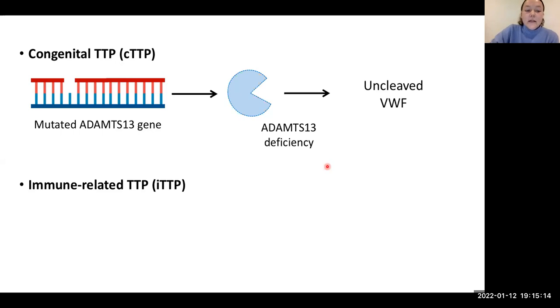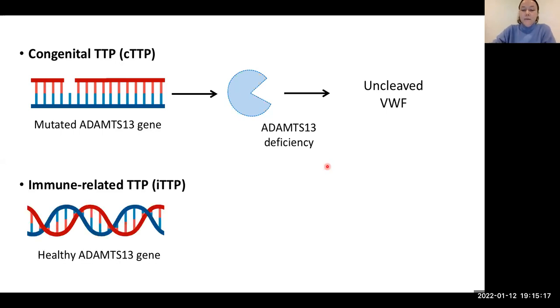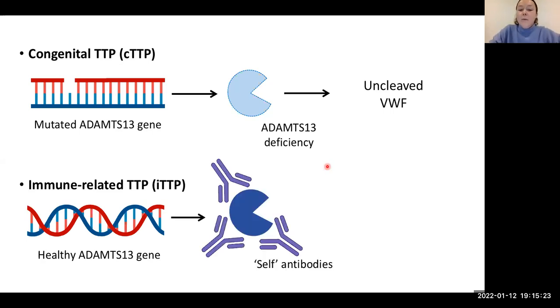Again, if we look at immune-related TTP, in many cases the ADAMTS13 gene is fine. However, the immune system of that patient starts to recognize ADAMTS13, and these are the self-antibodies I'm sure you're very aware of. But the end result is the same in that VWF is uncleaved and remains these really long strings.